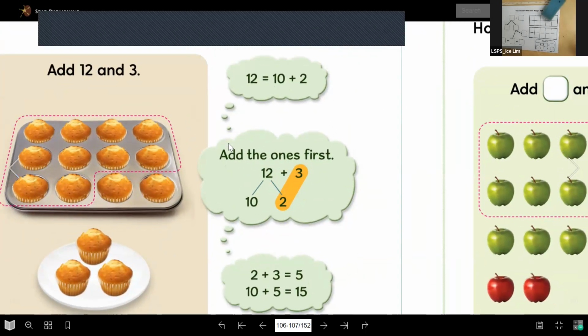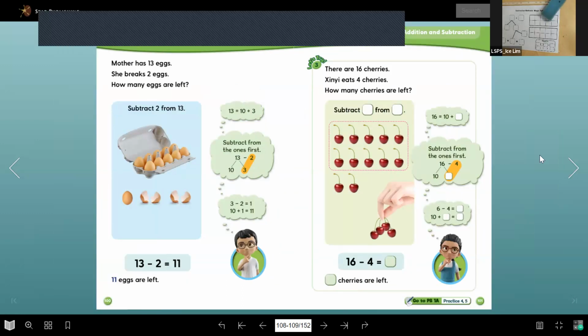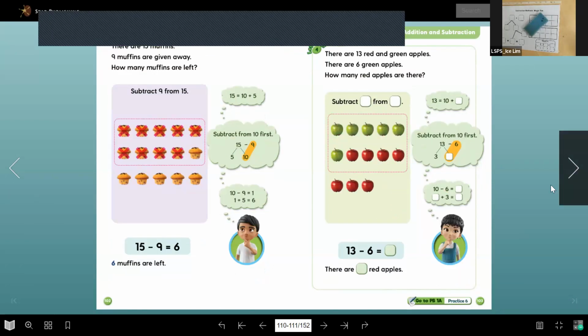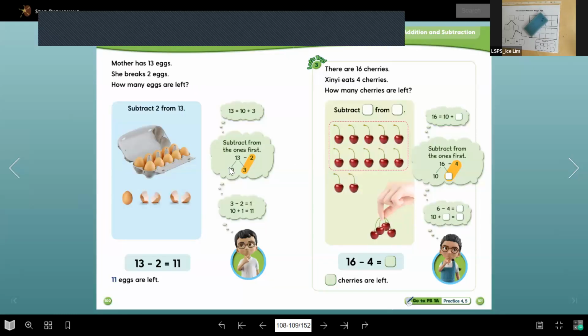Now today we are going to do subtraction. There are two strategies as well. It is in your textbook, page 100 to page 103. Can you take a look at your textbook now and tell me, can you see where is the method that is suggested?